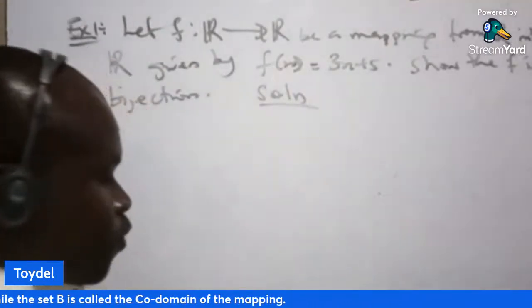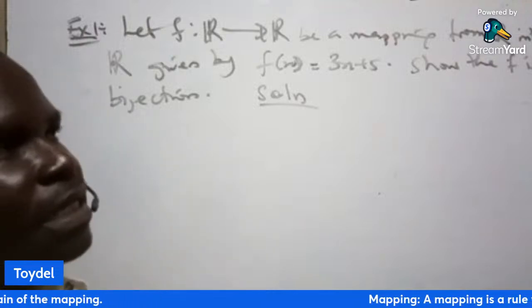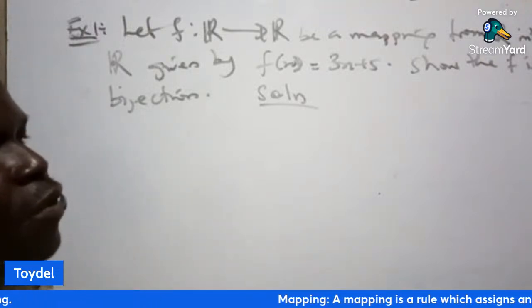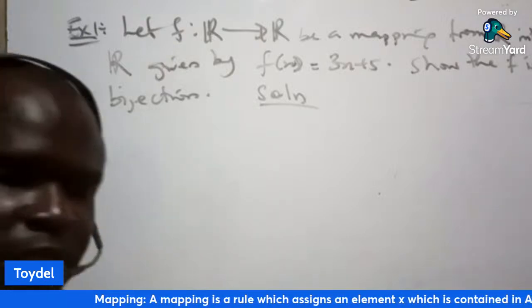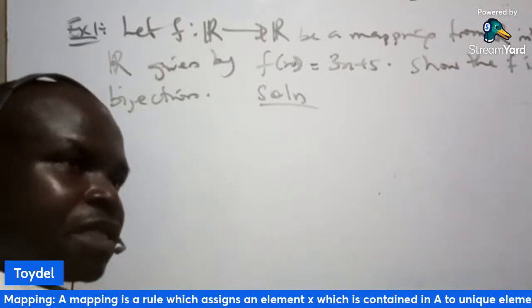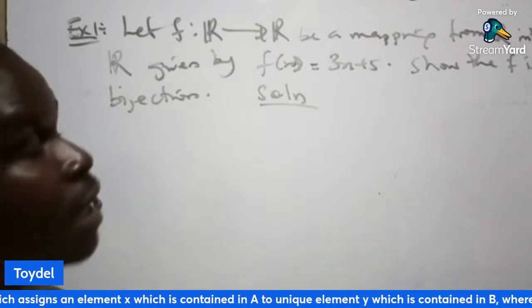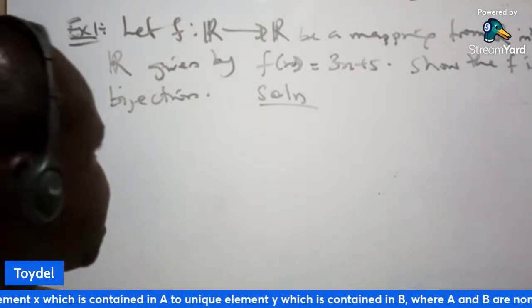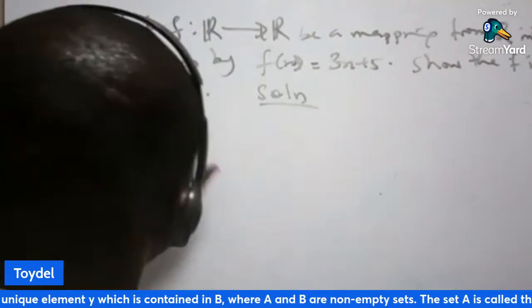I said the third type of mapping we have is bijective mapping. Bijective in the sense that the mapping is both one-to-one and onto. That is, both injective and surjective. Another word for one-to-one mapping is injective, and another word for onto mapping is surjective. So when we have a mapping that is both onto and one-to-one, it's called bijective. That's what we want to show now.